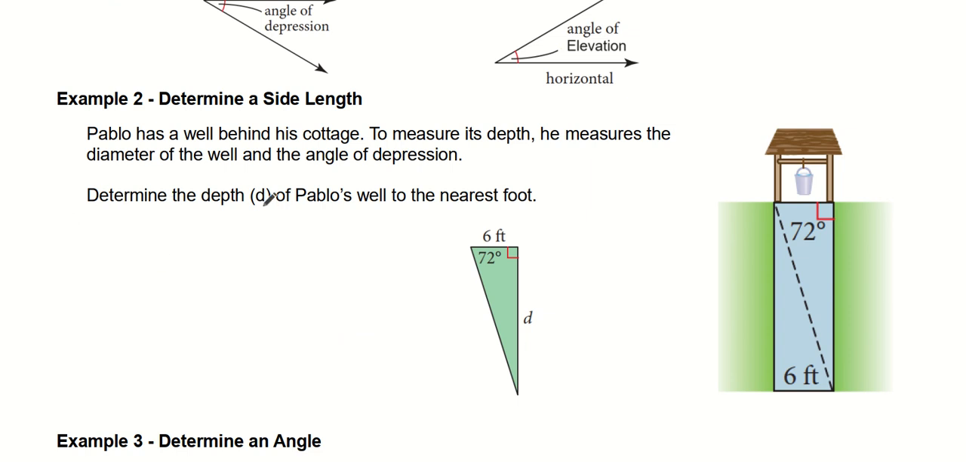So it says here, determine the depth of the well. Pablo has a well behind his cottage. To measure its depth, he measures the diameter of the well and the angle of depression. So over here, you can see this here is basically these two. It's basically the same thing, except they just redrew it, so it's easier for you to see. This is the angle right here. If you identify the opposite and adjacent, this here would be adjacent, this would be the opposite, and this would be the hypotenuse.